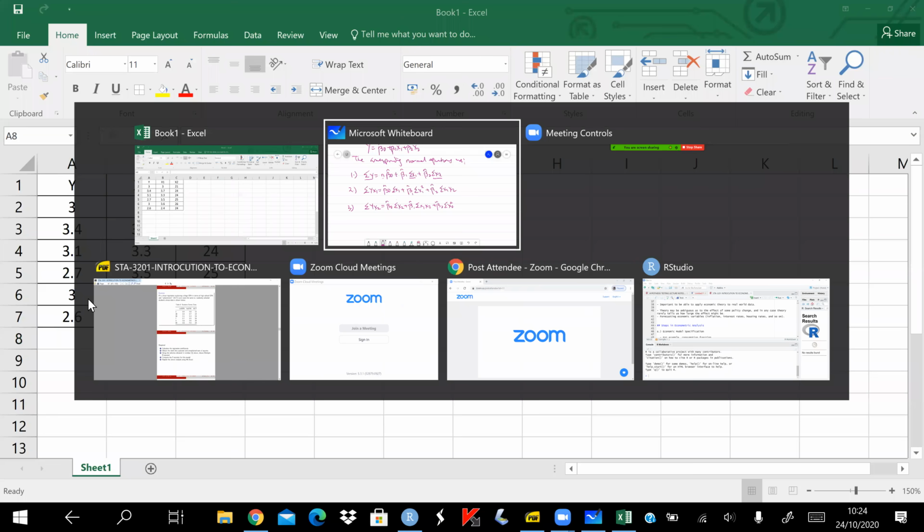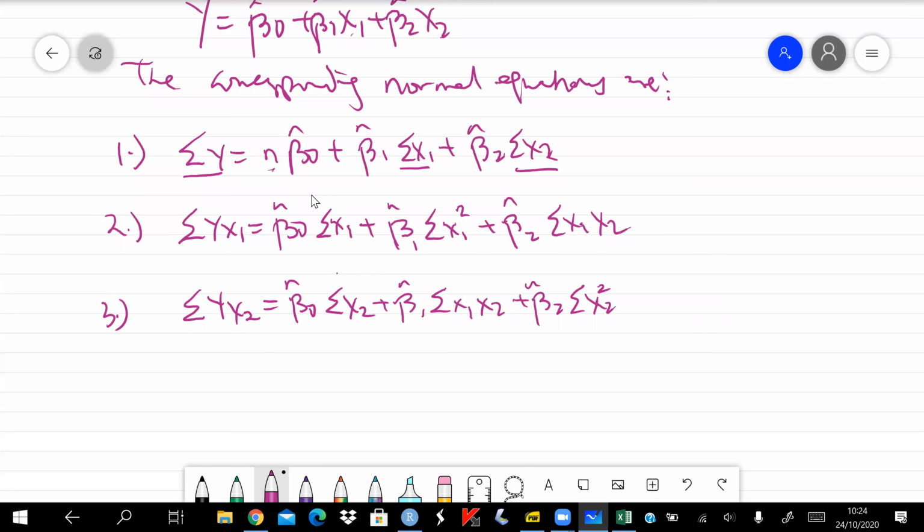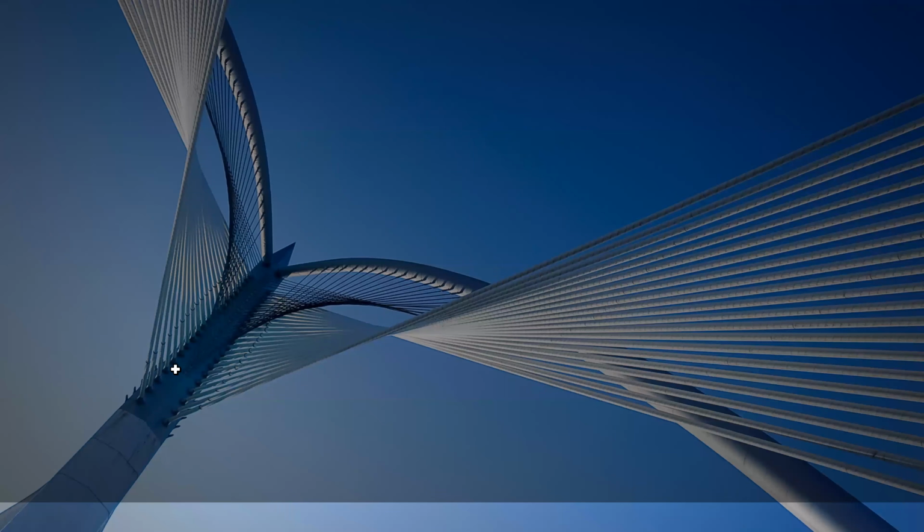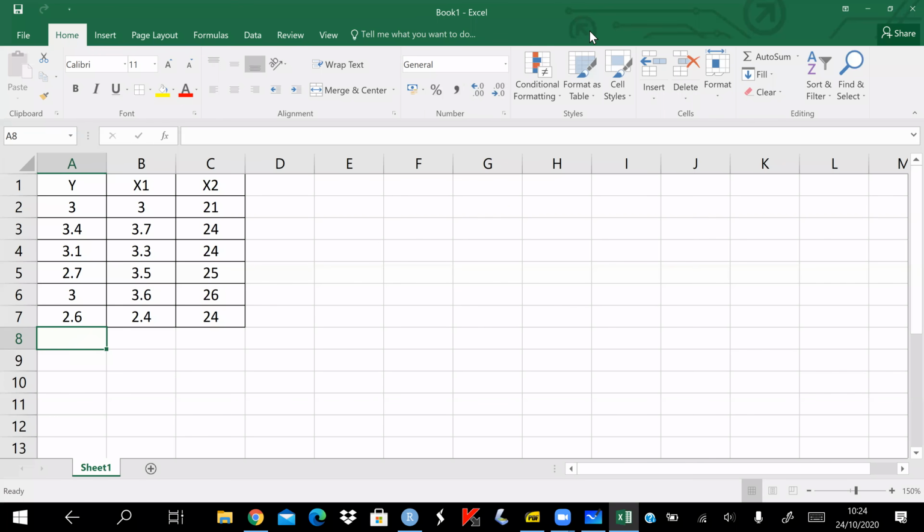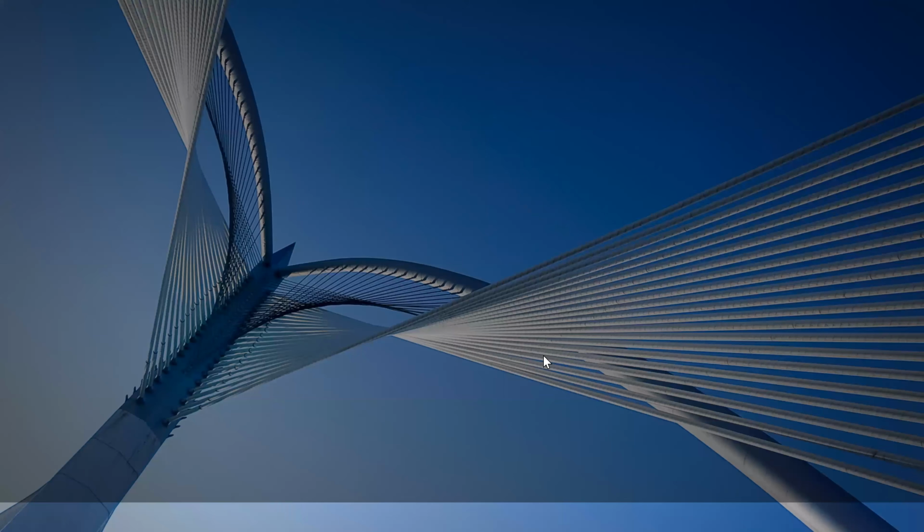So from the first normal equation, I need summation of y. I need the number of observations, which I know is 6. I need summation of x1. I need summation of x2. So I can just come to my Excel, then I just sum these values, using the auto sum like that. And I also sum this with auto sum. So those are the values I want to take to the other side, 17.8.